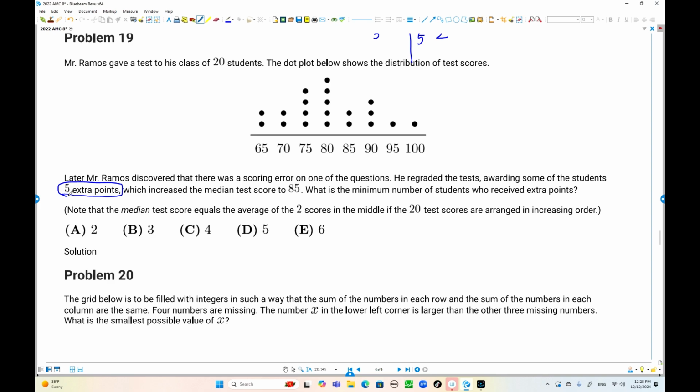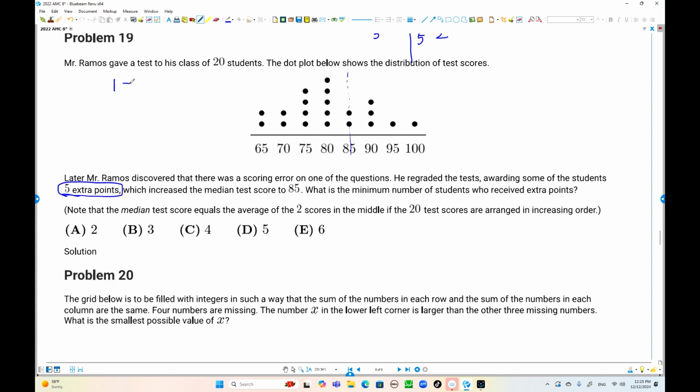Oh, that's not 5 students, right? Yeah, 5 extra points. How many students, we don't know. But the median should be 85. Median is over here, right? Currently, yeah, the median is over here, in the middle, right? But the median moves onto here, 85. So some students are going to move to the right, okay? So where is the median?